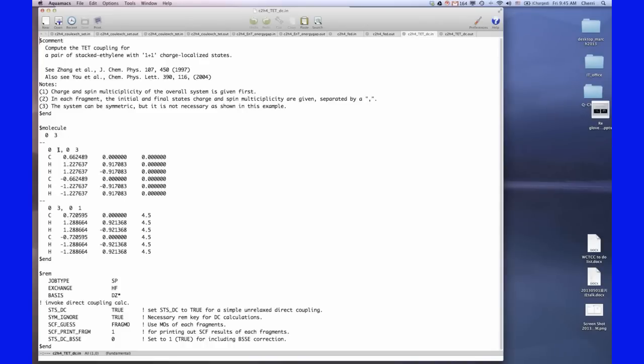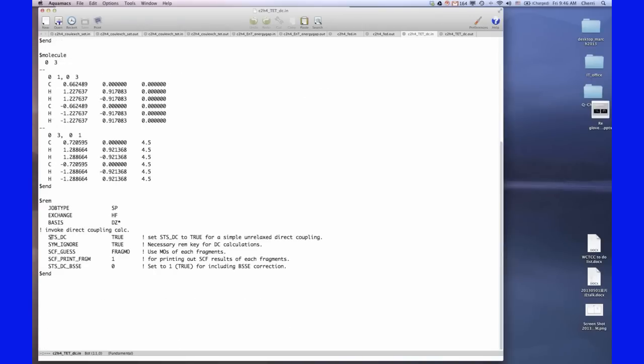I'm talking about triplets, say, and the molecule can be ground state singlet or ground state triplet, or ground state triplet and singlet. Make sure that this is the initial and this is your final state configuration. And again, turn on DC. It's pretty much the same as you would do for electron transfer. Sometimes it is necessary to include basis set superposition error correction, and you could turn the set on.